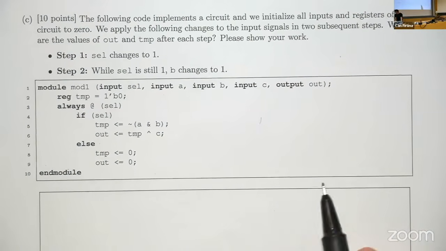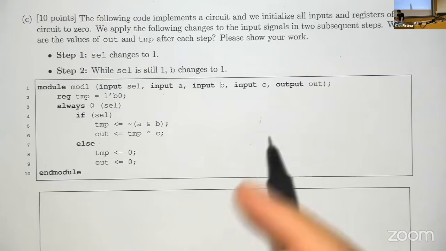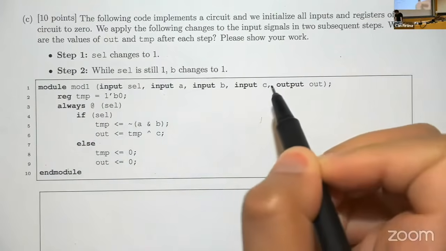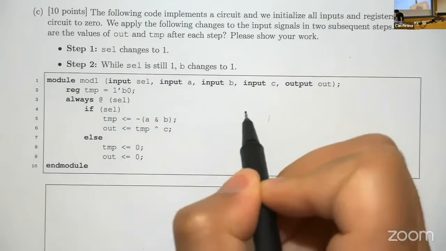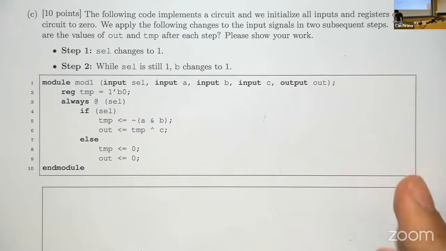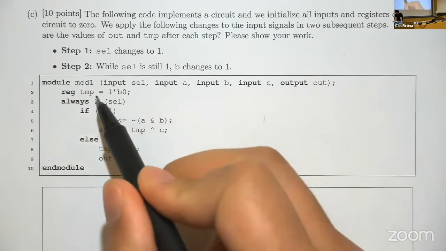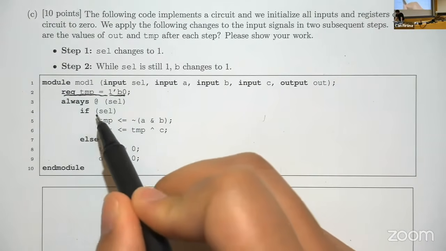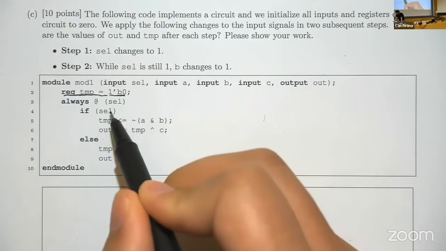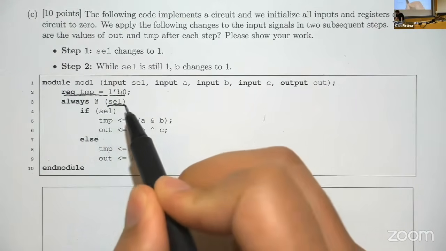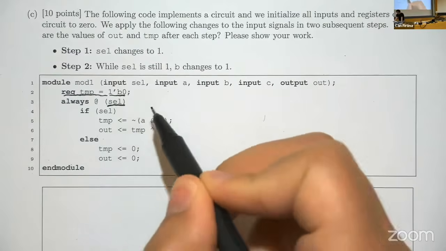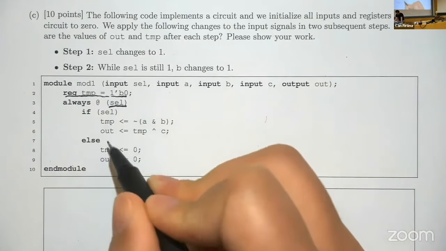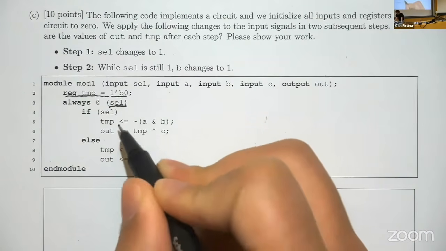In step 1, okay, maybe before I talk about the steps, I talk about what the code is doing. This time it has 4 inputs, 1-bit inputs: select, A, B, C, and a 1-bit output, out. Inside the module, we define a register that's assigned to 0. And we have an always block here that's triggered when the select signal changes value. There is an if statement here and an else statement that complements it.